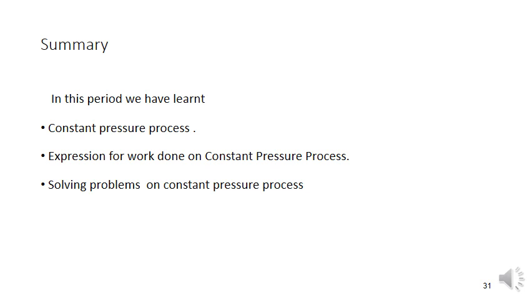So what is the main difference between the constant volume and the constant pressure process? The constant volume process is called the isochoric process. In the isochoric process, the volume remains constant throughout the process. Whereas in the constant pressure process, the pressure remains constant throughout the process.